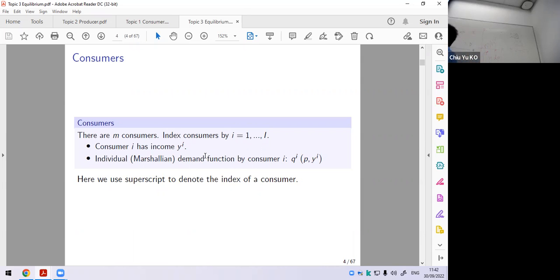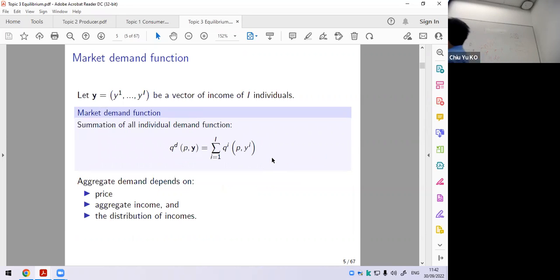And we use the superscript to represent the guy, and the subscript to represent the good. But here there's just one good, that's fine. But when you have more than one good, the subscript represents the good. So the superscript is the guy, the subscript is the good. So in this case, y is the vector of the income.